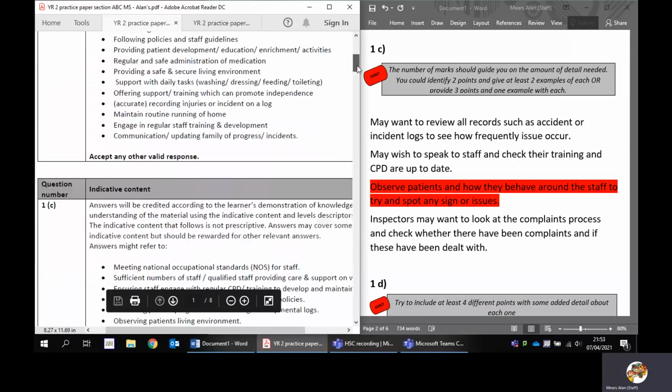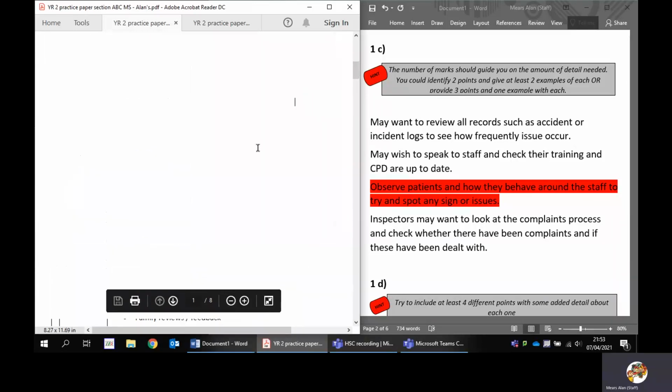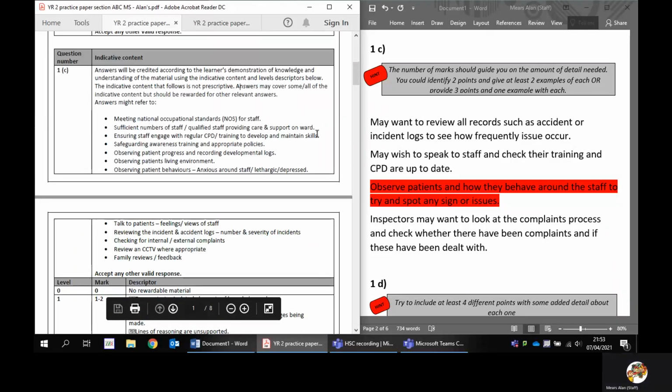For 1C, our 6 marker, I'm not sure what's going on there. There we go, that's better.